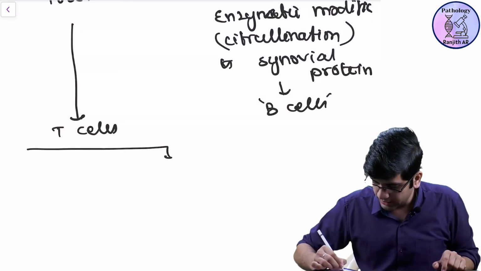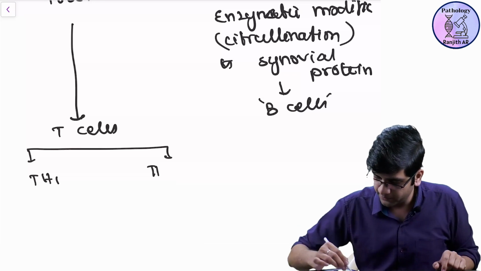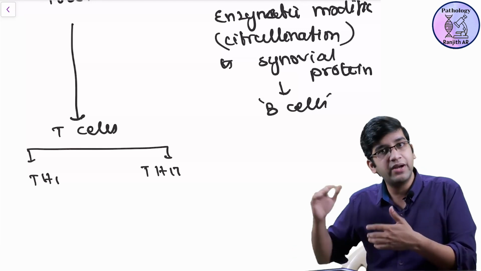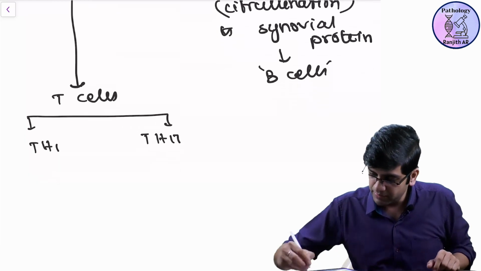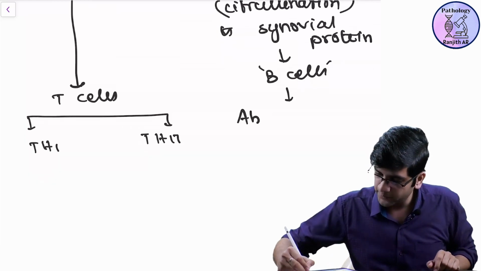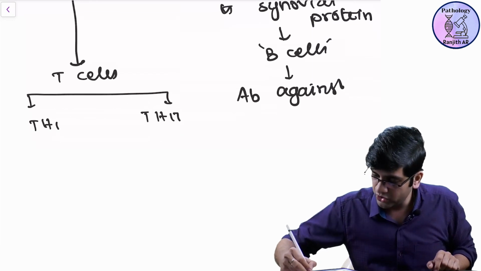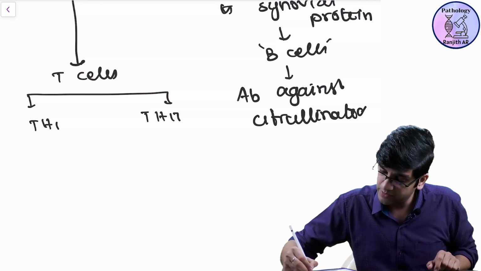T cells, as usual, act via the Th1 pathway and Th17 pathway. It's the same routine, right? Th17 brings in more and more inflammatory cells. Th1 causes tissue damage, right? And in B cells, I'm going to have antibodies against the citrullinated peptide. This is diagnostic. This is a very, very specific antibody.